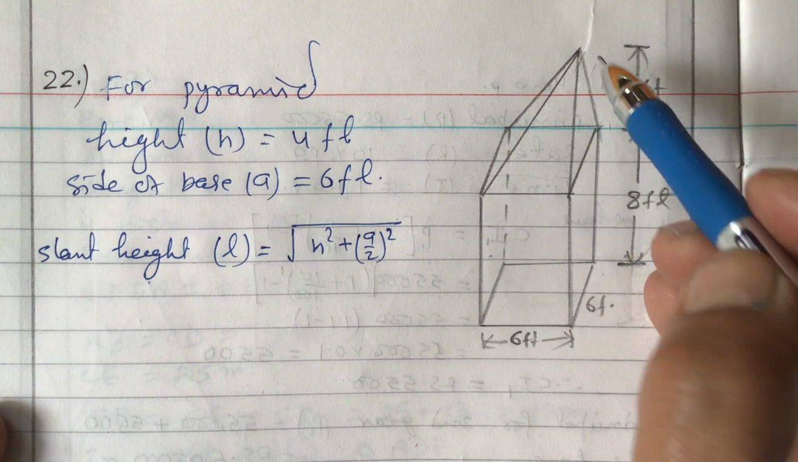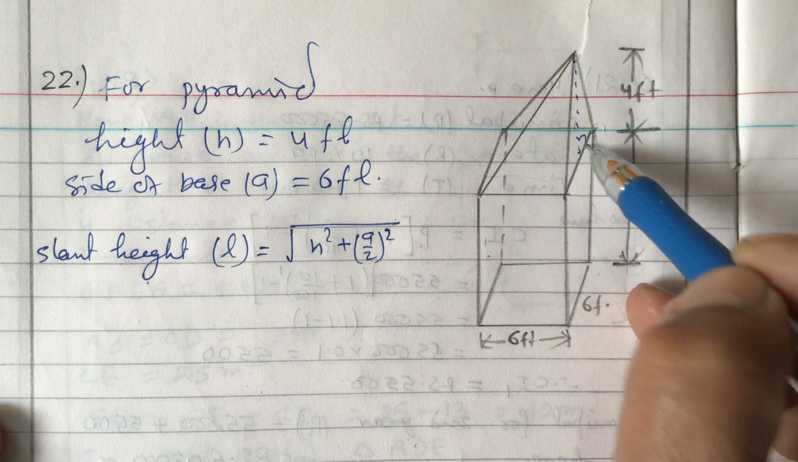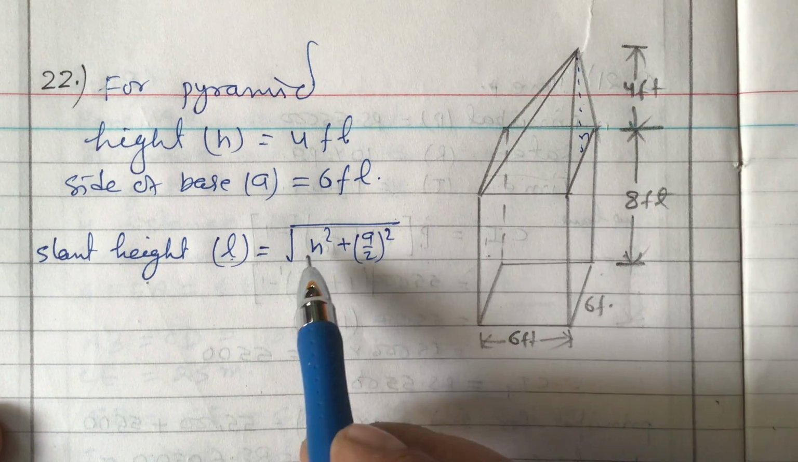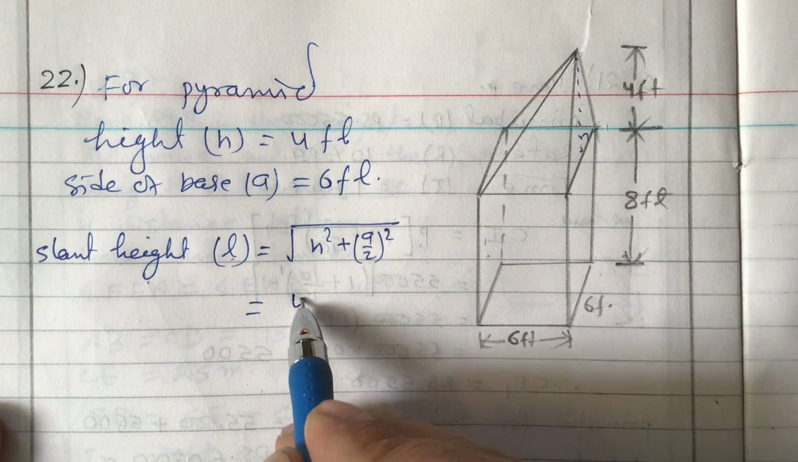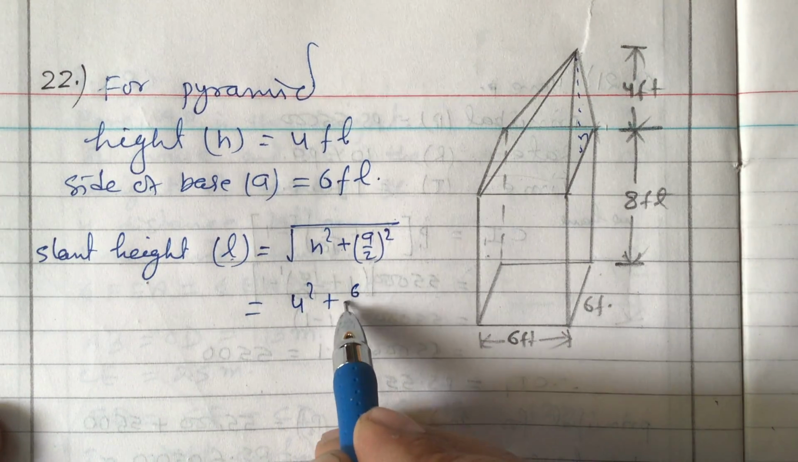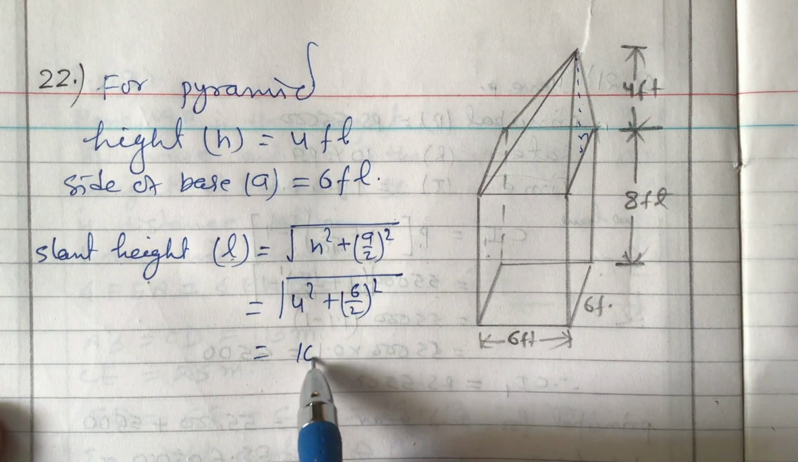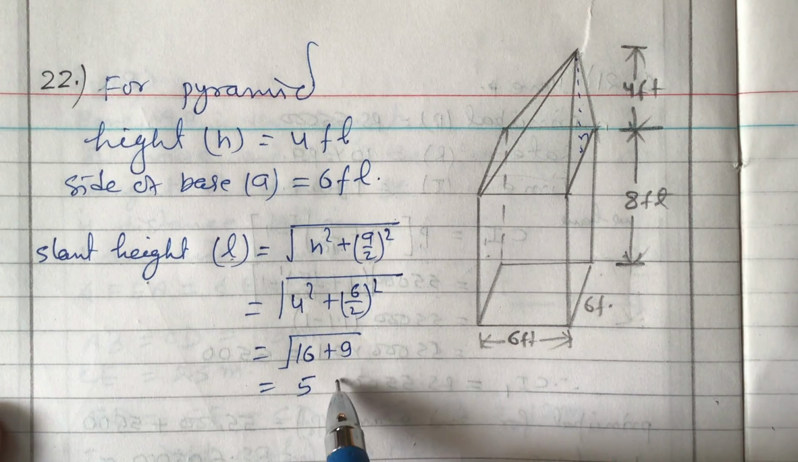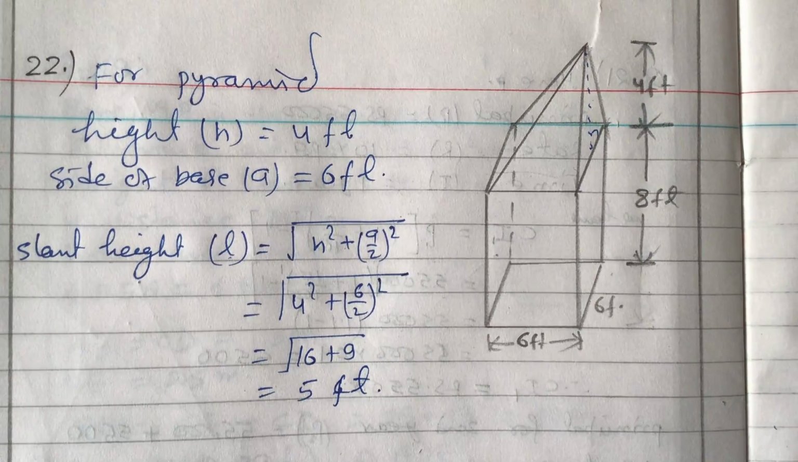Okay, so slant height means it is from here to here like this. This slant height is denoted by L, and L equals root of h square plus (a by 2) whole square. So h here is 4 squared, plus a by 2 is 6 by 2, whole squared, under root. So this is root of 16 plus 9, which is 25. Square root of 25 is 5 feet. 5 feet is the slant height of the pyramid. Okay, we got the slant height of the pyramid.